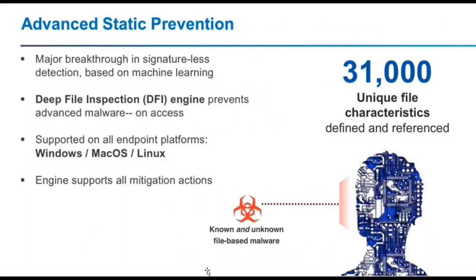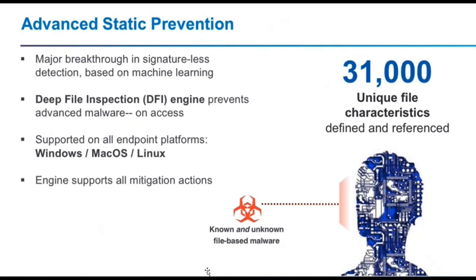A little more on that deep file inspection. It's a major breakthrough for us in the signature-less detection within our system. It uses an analysis we've carried out on millions of samples of known good and known bad malware. And that's allowed us to determine about 31,000 plus unique file characteristics, which allows us to distill that into an algorithm, which means the endpoint agent can make that analysis before a file is run at high speed. In fact, our deep file inspection engine examines files at the point they're dropped on the system. So as soon as they touch the file system, they can be examined and supported on all endpoint platforms, Windows, Mac, Linux. And the engine supports all other mitigation actions.